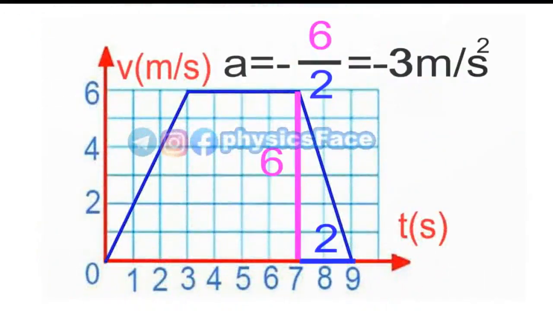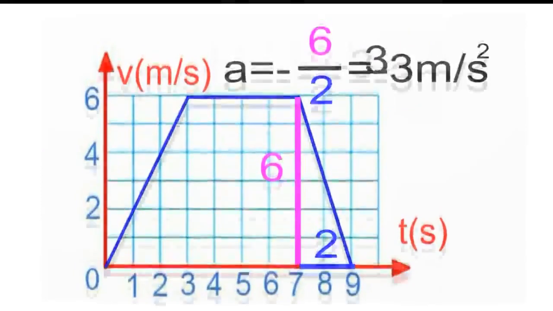You can calculate the acceleration in the last 2 seconds. It is equal to 3 meters per square second, but because the velocity of the object is decreasing, we write negative 3 meters per square second.